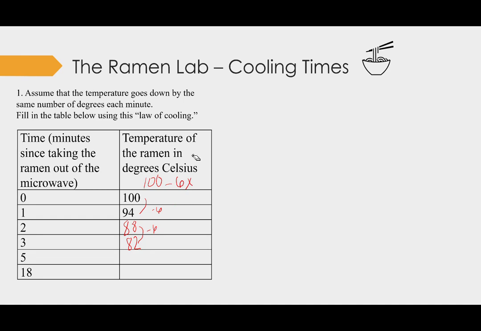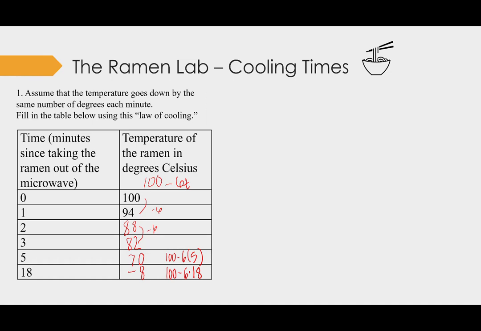Let's use t for time instead of x. T for time. Okay, so at 5 minutes, we can plug in 100 minus 6 times 5, right? That's 30, so we'll subtract off 30, and we have 70. And then we can do the same thing for 18, 100 minus 6 times 18, just to jump ahead. That would give us negative 8. 6 times 18 is 108. All right, so it's already negative 8 degrees after only 18 minutes there.